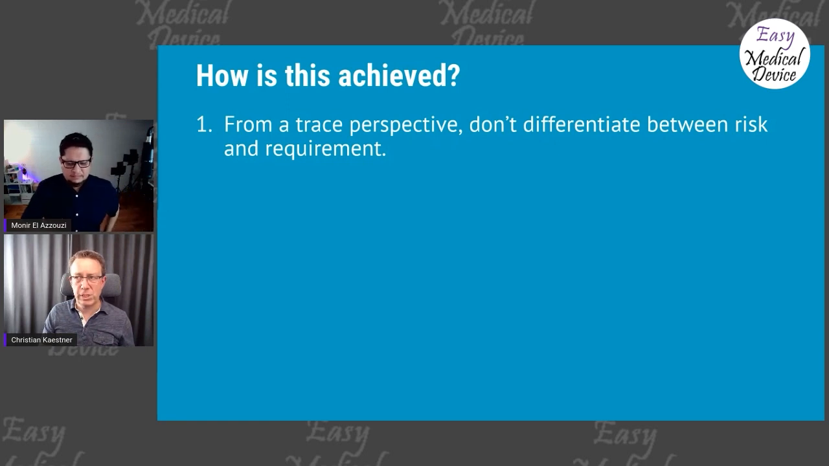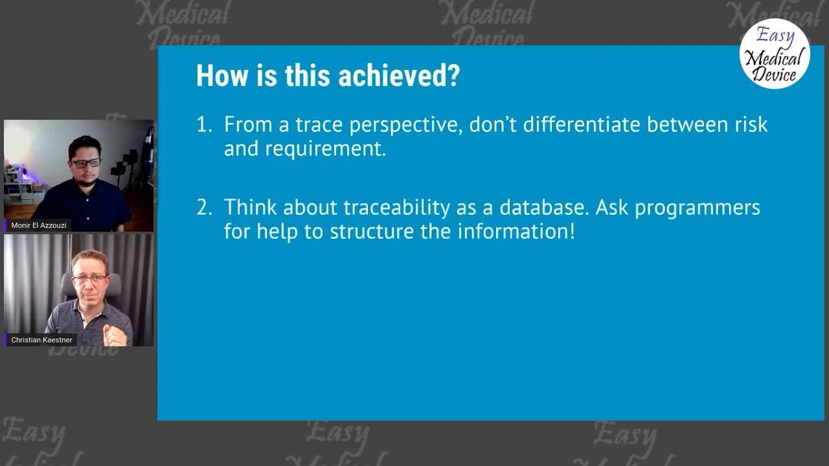So from a trace perspective, personally, I don't differentiate between risk and requirement. I consider that as any other requirement or element in the traces I'm working with. I just give them typically a different naming and different tag. And as I already mentioned, think about traceability as database thinking. And if you are from QA and you find this a little bit challenging to understand, I really recommend and encourage you to have a discussion with the programmers or the developers, because they know this language.